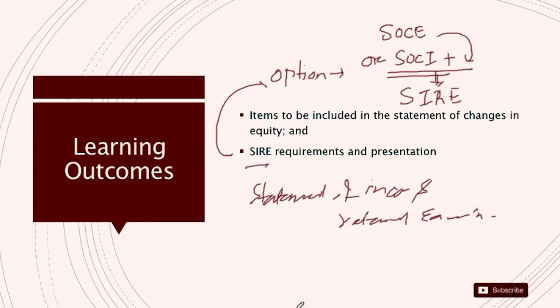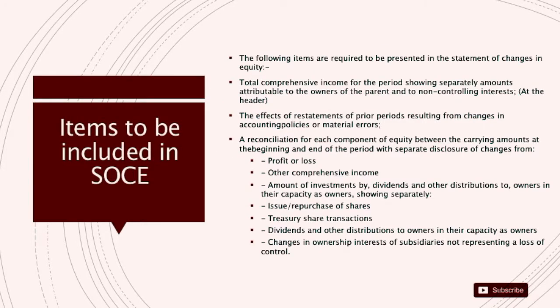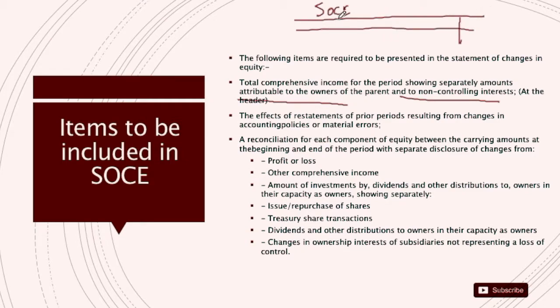Now let's discuss the first learning objective, the items to be included in the statement of changes in equity. The following are the items that are required to be presented. The total comprehensive income during the period, which we need to bifurcate between the amount attributable to the parent and to the non-controlling interest. When we prepare the statement of changes in equity, we prepare two columns like this: the amounts attributable to the parent holdings and to the non-controlling interest, and we add line items like paid capital and additional paid in capital. So these adjustments we make at the header of the statement of changes in equity.